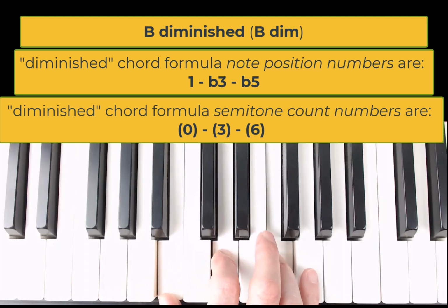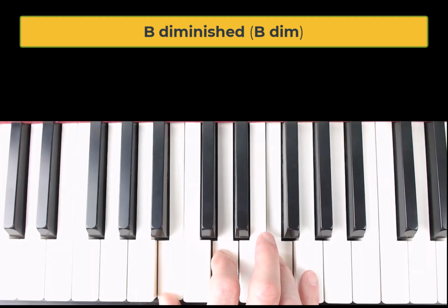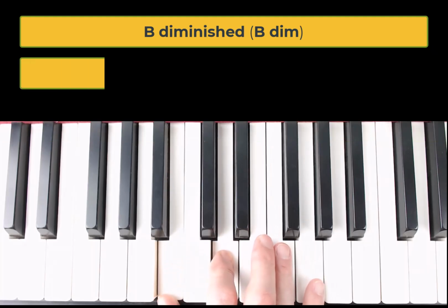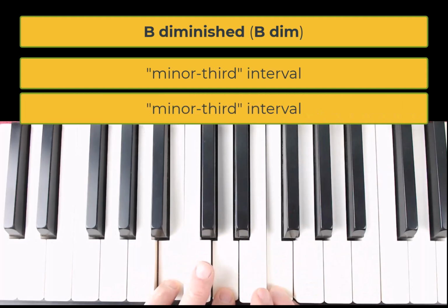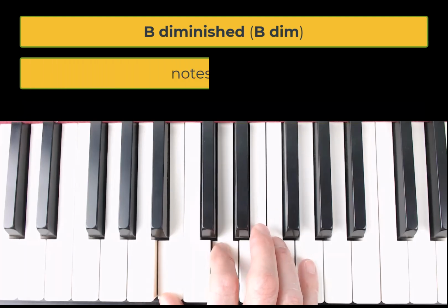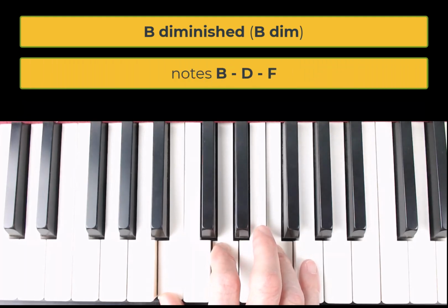And from an interval position, this would be a minor third interval, and then on up is another minor third interval. So a diminished chord has a minor third interval, and stacked on top of that is another minor third interval. The notes are B, D, and F for a B diminished chord.